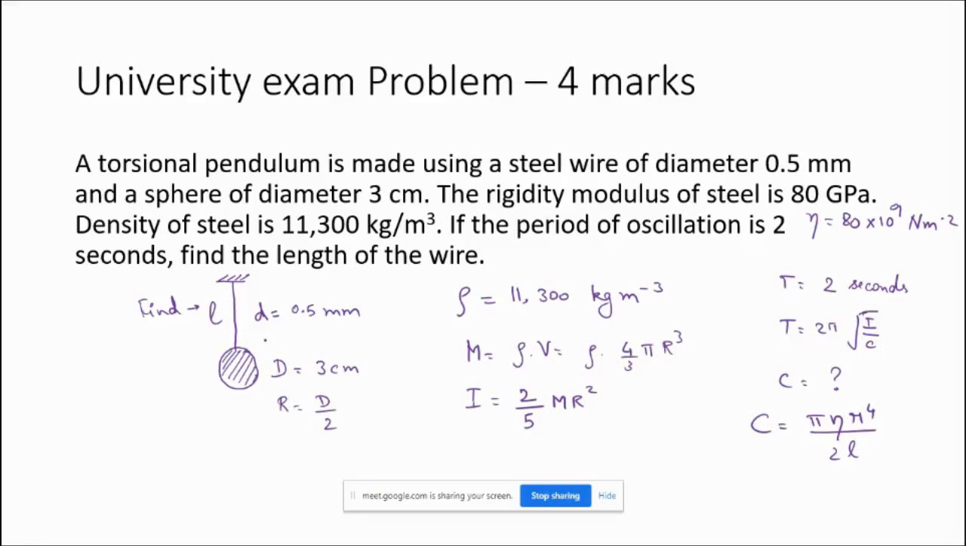And you can find the radius of the wire using the diameter. Diameter by 2 gives you the radius of the wire. So the couple per unit twist, that is the torque required to twist the wire by 1 radian, can be computed from the known quantities. So by computing all this, you can find what is the length. Okay. So do the calculation and come up with the answer.